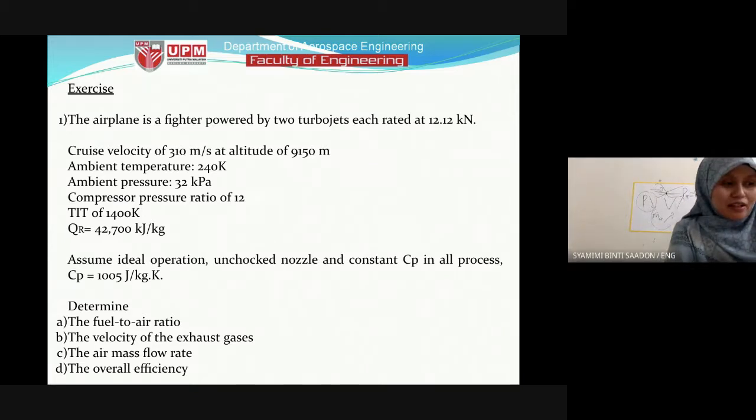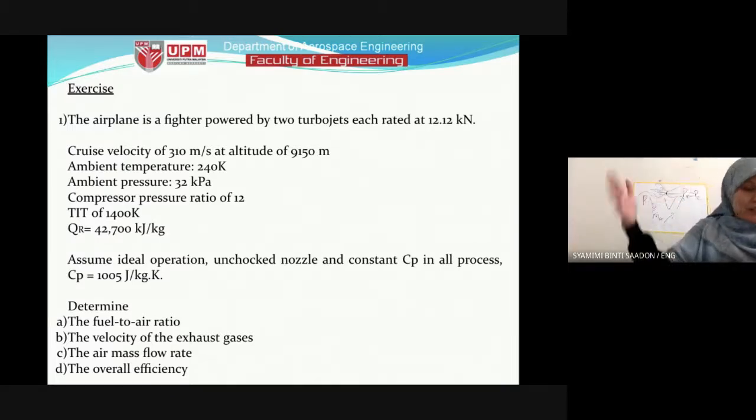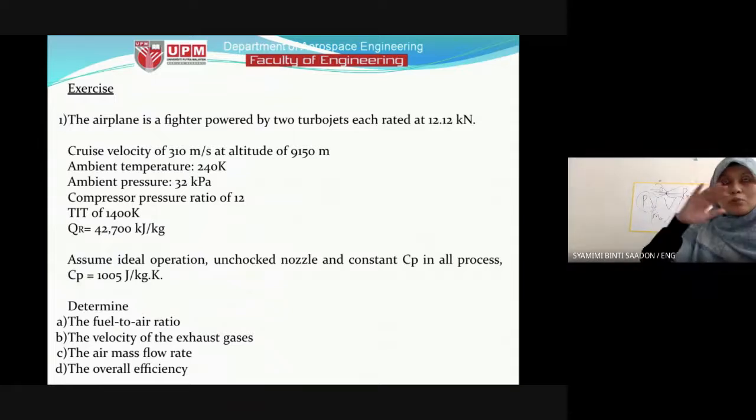Like I've said just now, you have to start with the first point. Even though the question did not ask you to calculate at point 1, 2, you have to start the calculation by calculating the temperature and pressure at point 1 and then 2 and then 3, etc., until you reach the fuel to air ratio, which is at the combustion chamber, between point 3 and point 4. Look at the equations given in the lecture slides.